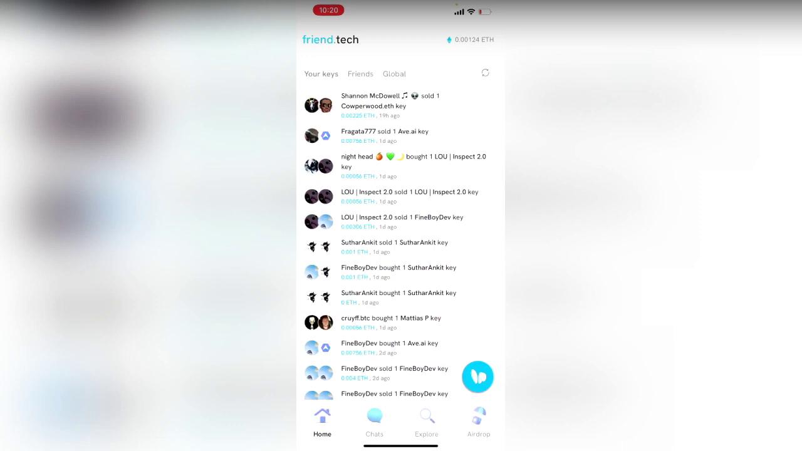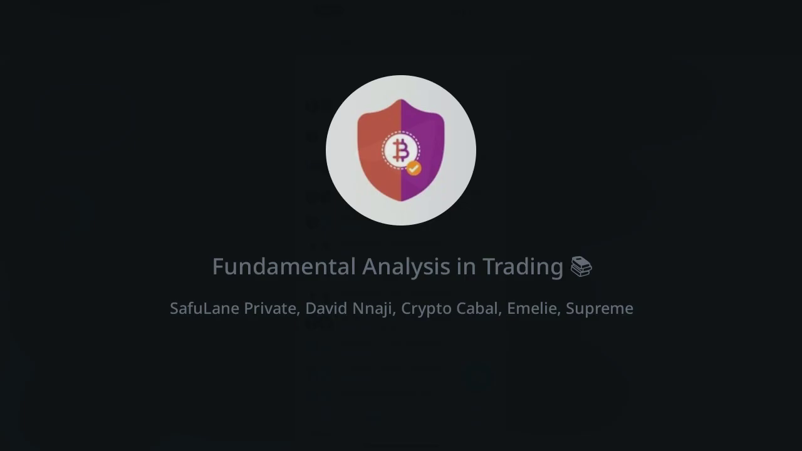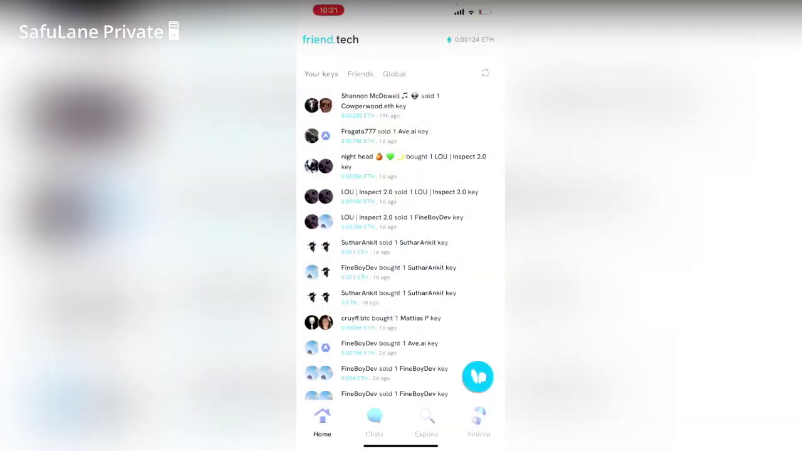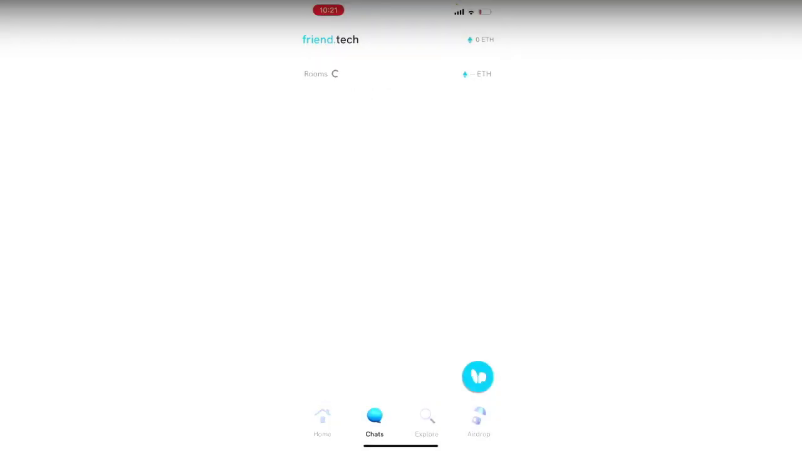So how is FriendTech working? FriendTech works in such a way that you buy and sell keys. When your key is being bought or being sold, you either make profit with it or you have a reduction in profit. So it is more or less like shares. Before it was called shares, right now it is being called keys.